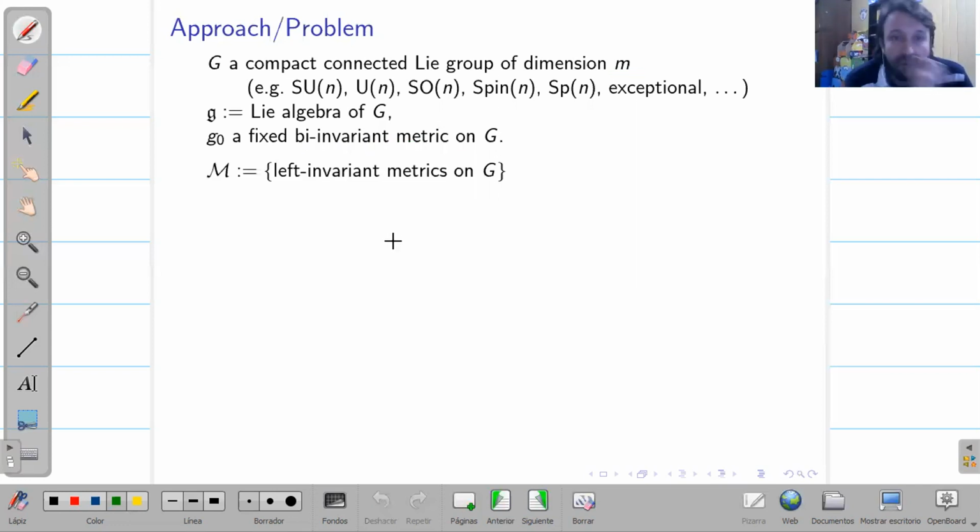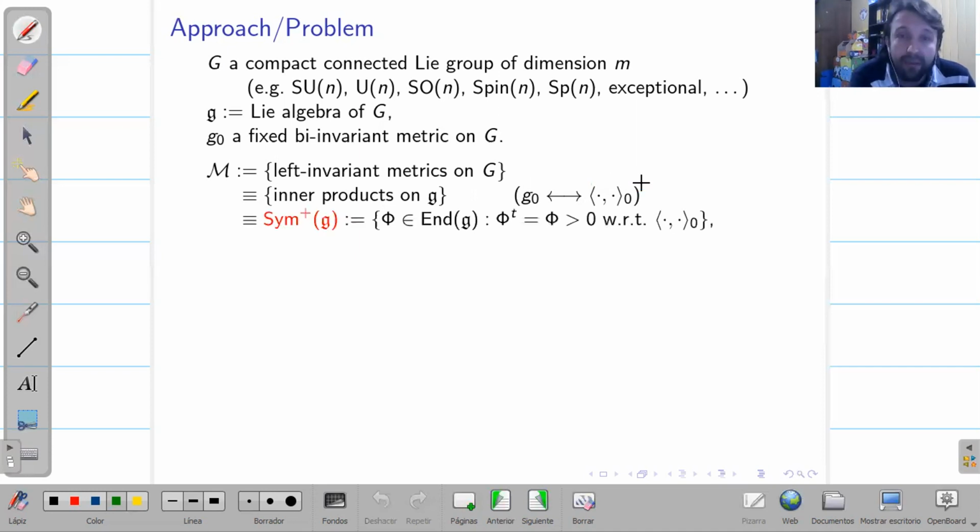So we already mentioned that the space of left invariant metrics is in correspondence with inner products on the Lie algebra g. And let me denote the inner product corresponding to the fixed bi-invariant metric by this. And of course, the inner products are also parameterized by positive definite symmetric endomorphisms of g, with respect to this fixed inner product.